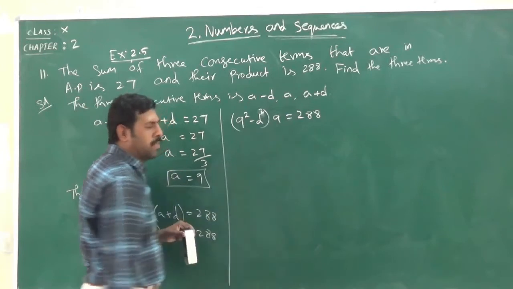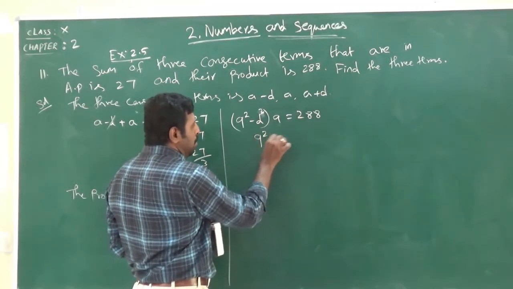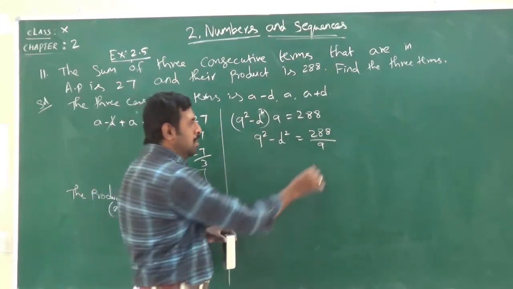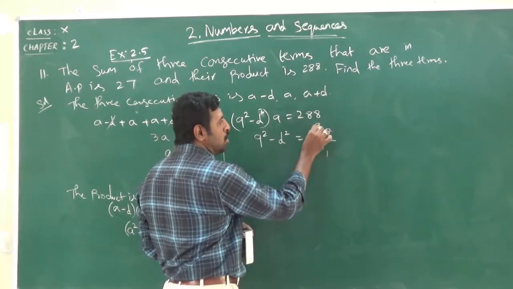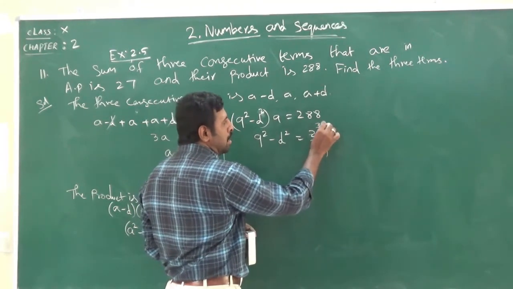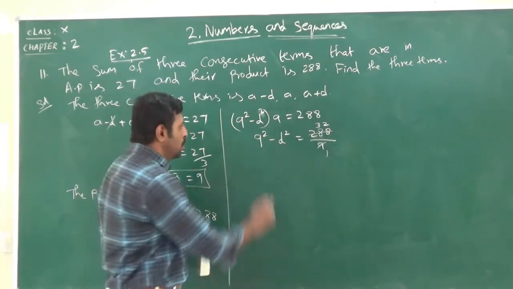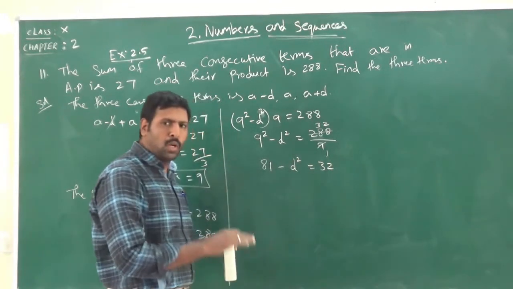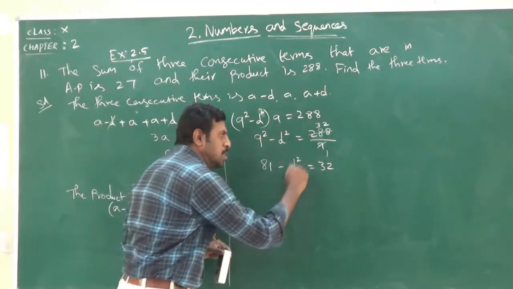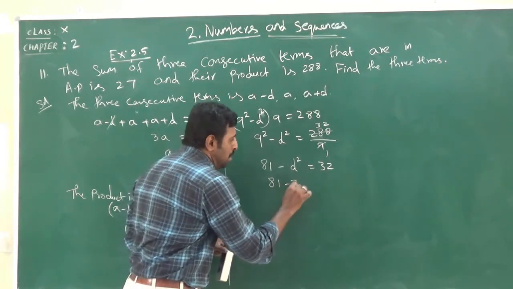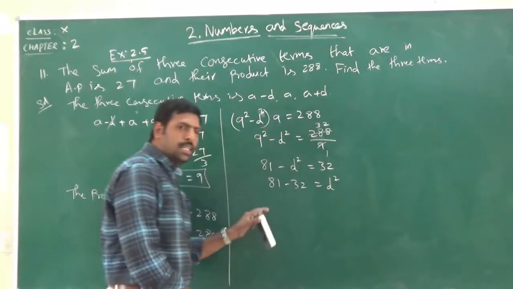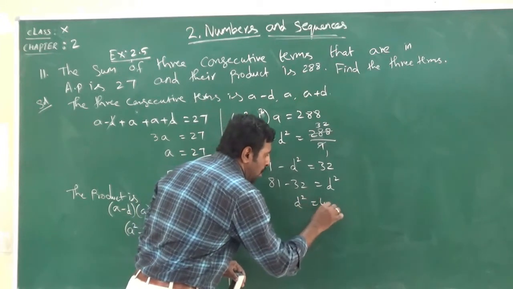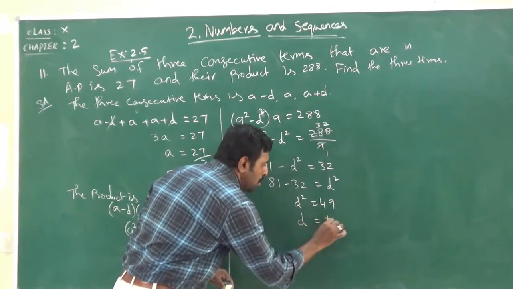Here we have d square, right? So in application, 9 square minus d square is equal to 288 divided by 9. If you divide by 9, we get 9 ones are 9, 9 threes are 27, right? Remainder 1, 18, 9 twos are 18, that is 32. So 9 square is 81 minus d square is equal to 32. Now we want to find the value of d. So I take this d square to the other side and 32 to this side. 81 minus 32 is equal to d square. Then 81 minus 32 is equal to 49. Therefore d square is equal to 49. Then d is equal to plus or minus 7.